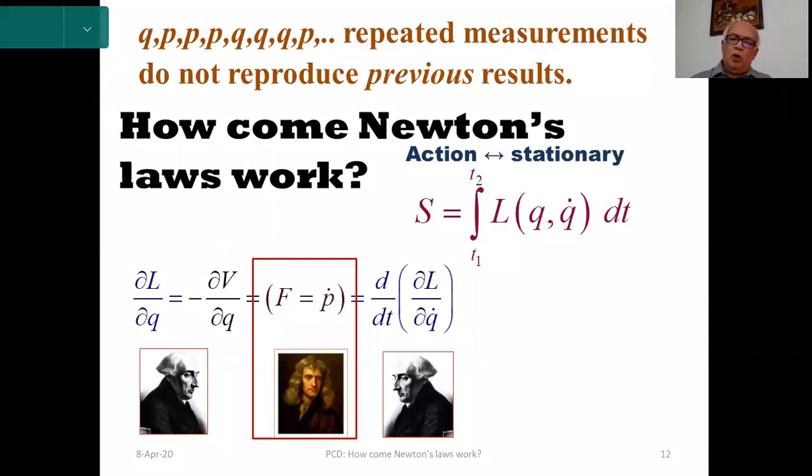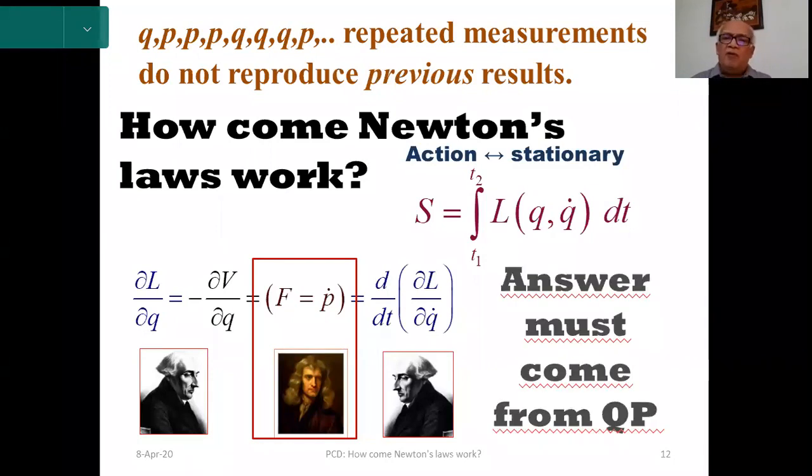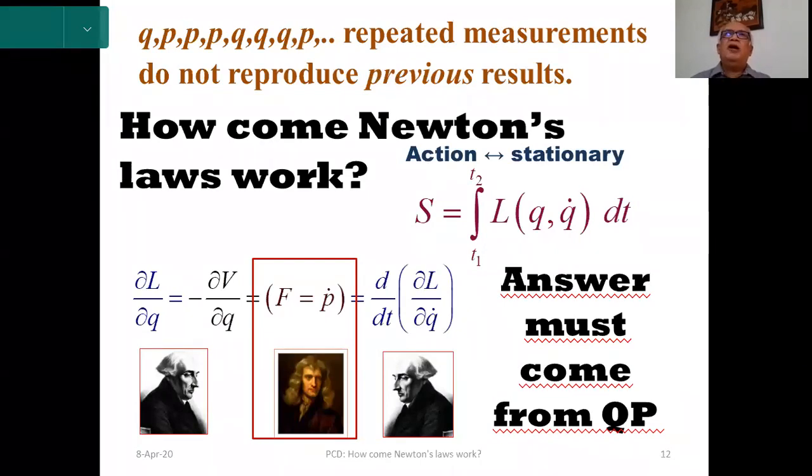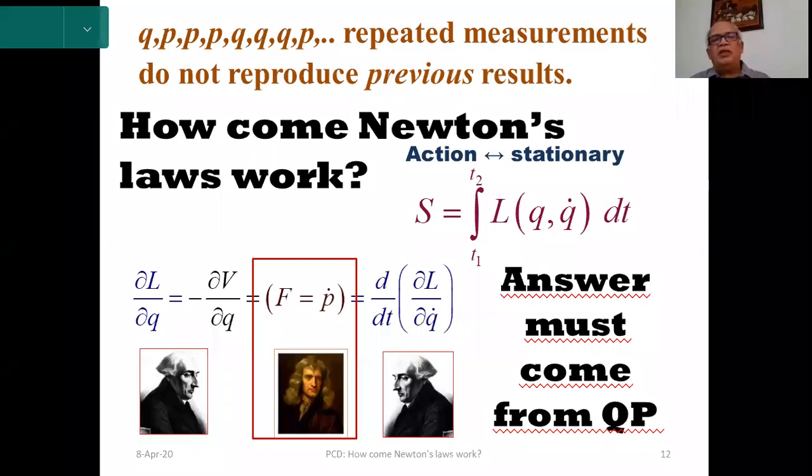Okay? So the answer has to come from quantum physics, and it has to come from completely new ideas which take you away from this description of the state of a system by position and momentum, and it immediately places you in the Hilbert space, its coordinate representation, whether you have the de Broglie-Schrodinger formalism or the Heisenberg-Born-Jordan formalism, and so on.